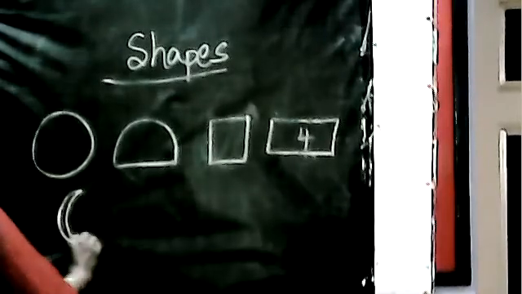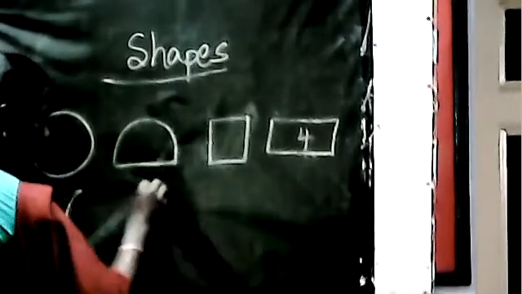Now next shape we have learned, see, you draw like this letter C. Then another C inside. This is a crescent shape. Crescent shape. So you might have seen the moon in this shape. Okay, moon.